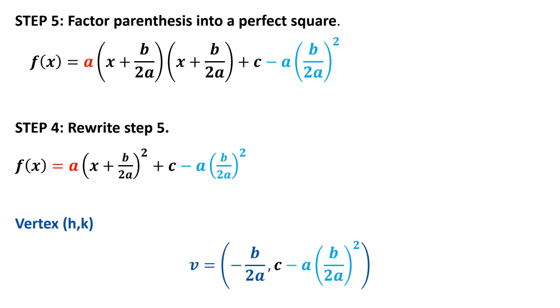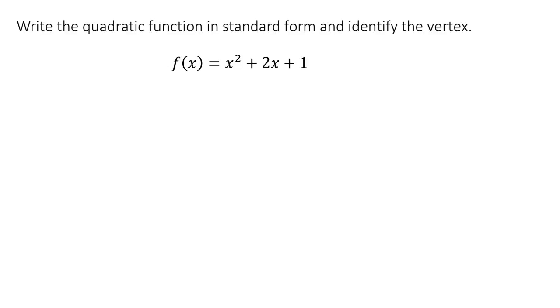So let's go through a problem that better describes this process instead of me just giving it to you with variables. Let's do it with a real function. So let's say we have this function f of x is equal to x squared plus 2x plus 1. And I want to convert it into a standard form so I can identify its vertex.